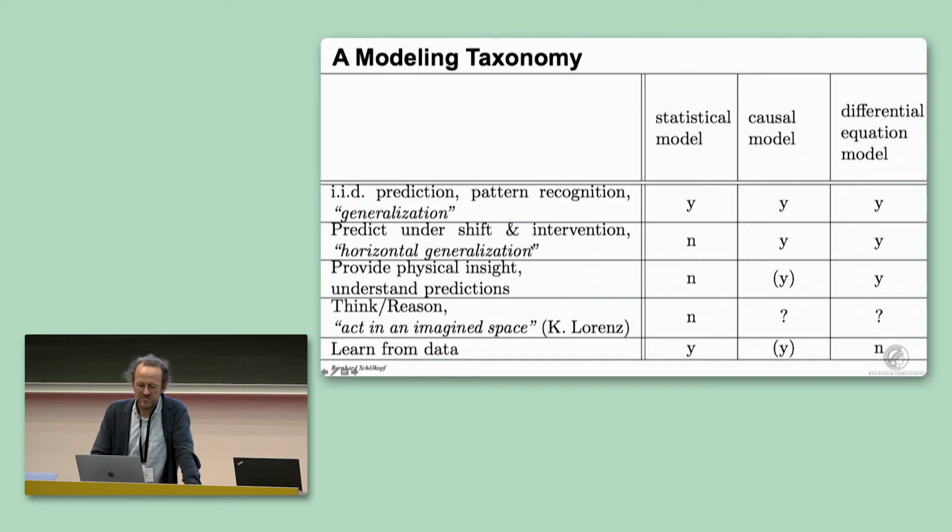Then the next harder problem is predict under shift and intervention. That means generalizing to other problems. Purely statistical models are stuffed already here. They also don't provide physical insight. They don't let us think or reason. And here my favorite quotation is this definition of thinking due to Konrad Lorenz, who once said thinking is nothing but acting in an imagined space.